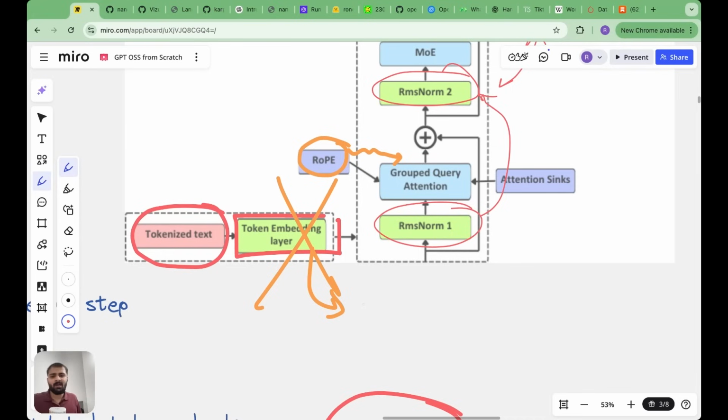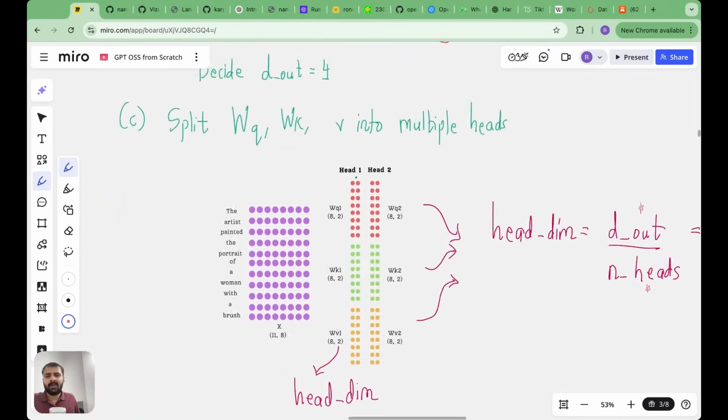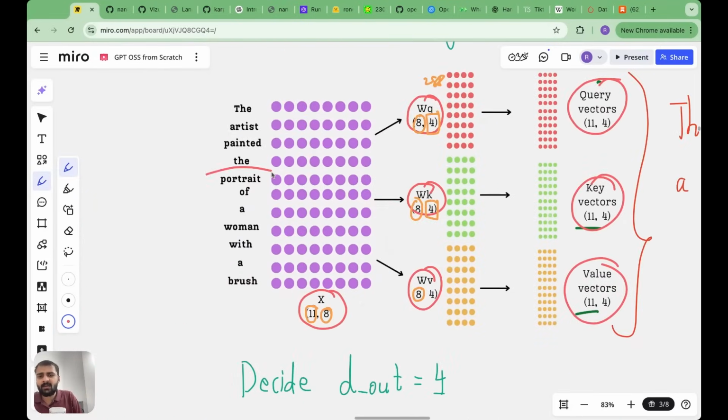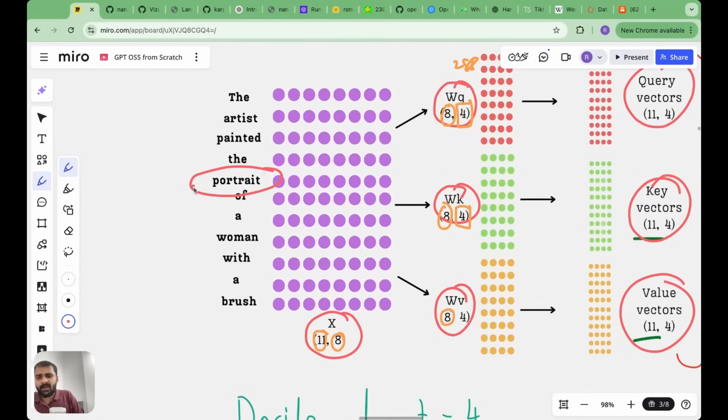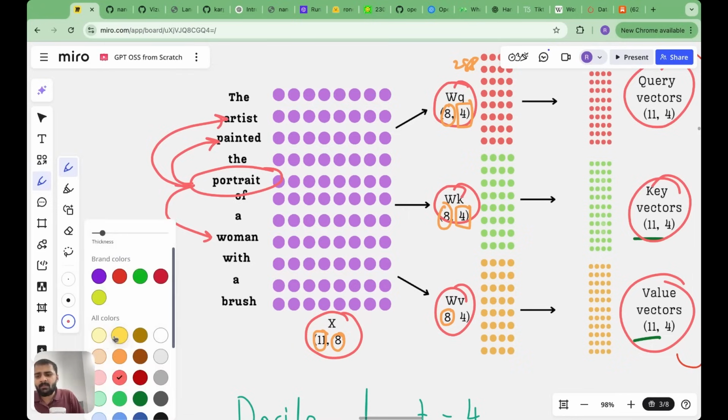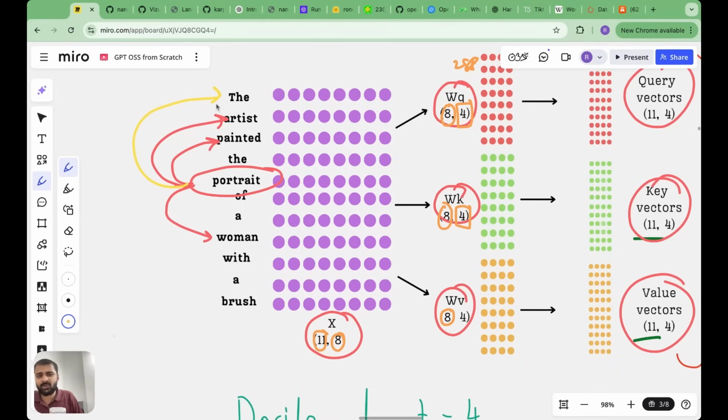I need to know that when I look at, let's say, portrait, right? I need to know that portrait may be associated with a woman, right? So more attention needs to be paid between portrait and woman. When I look at artist, maybe artist painted the portrait. So artist and portrait, artist, portrait and painted. This should also have high attention scores. But maybe portrait and the should not have that high attention scores, right? So when I look at tokens, when I look at individual words, I need to know how much attention I should pay to the other words.